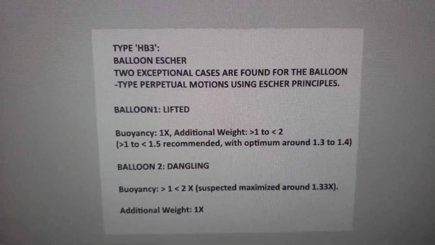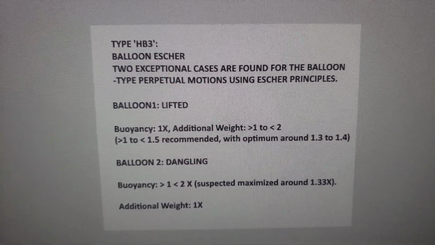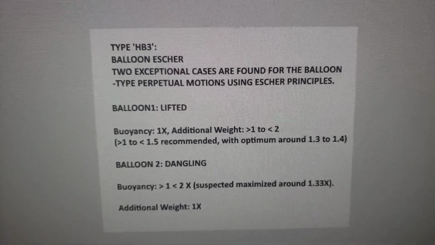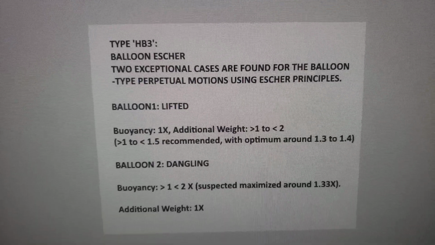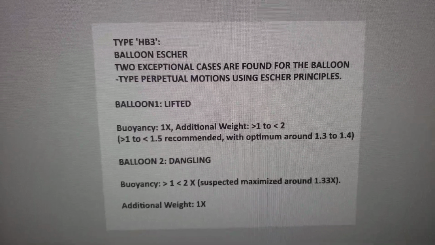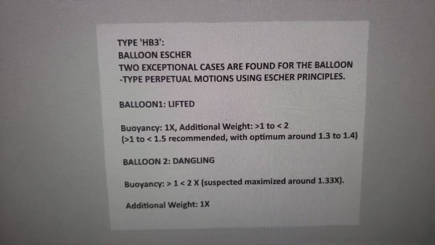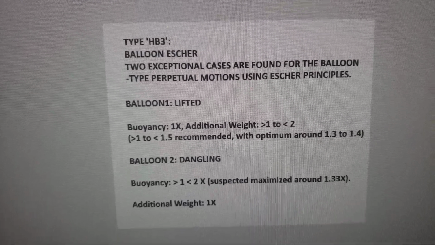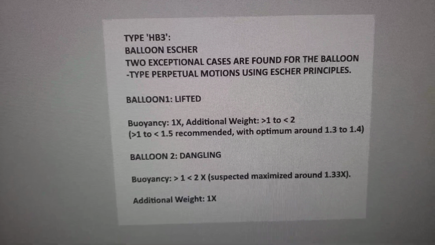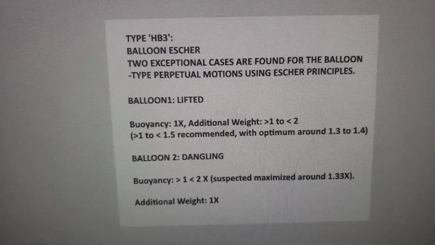Type HB3, balloon Escher. Two exceptional cases are found for the balloon type perpetual motions using Escher principles. Balloon 1 lifted, buoyancy 1 times, additional weight greater than 1 to less than 2. Balloon 2 dangling, buoyancy greater than 1, less than 2 times, additional weight 1 times.